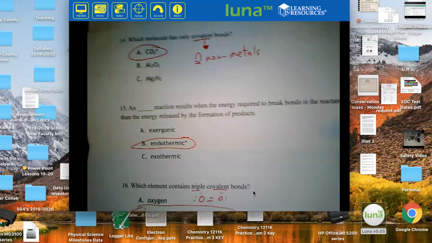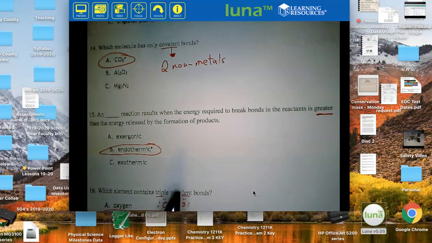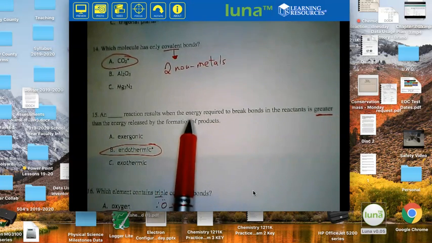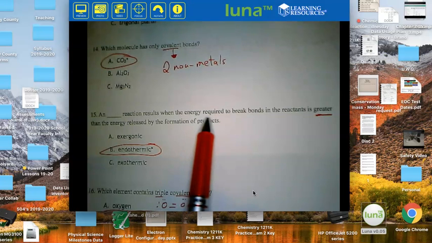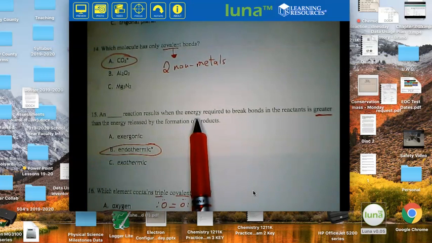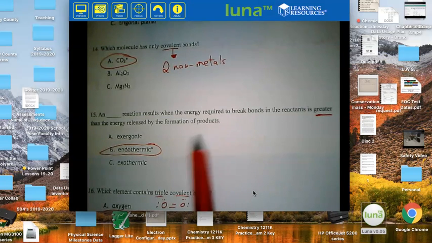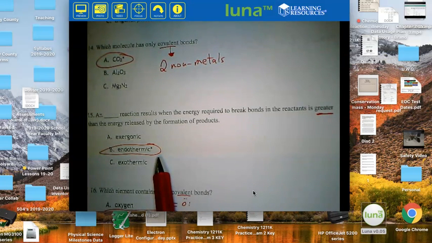For number 15 here, it says a blank reaction results when the energy required to break the bonds in the reactants is greater than the energy released by the formation of products. So when we have an energy requirement that is greater to break the initial bonds than is released after the formation of new bonds, that's an endothermic process.